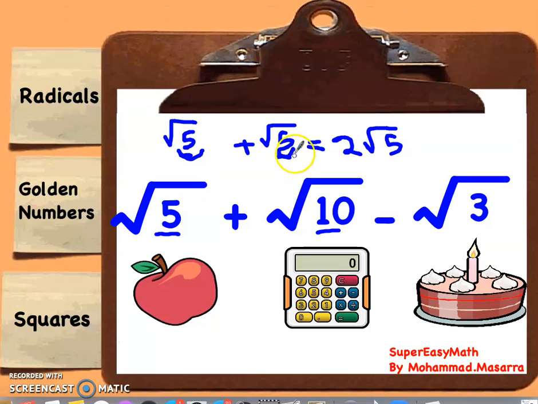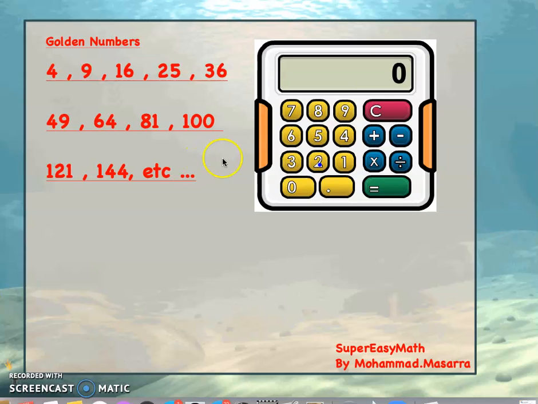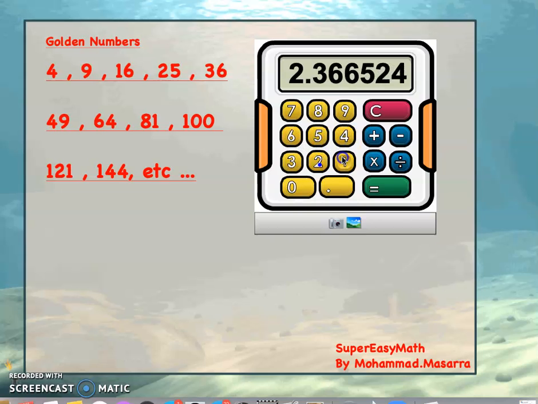Let's take some examples. Before we take an example, let us talk about these numbers. I prefer to call them golden numbers. What's special about these numbers is that their square root is equal to a natural number. For example, square root of 4 is equal to 2, square root of 9 is equal to 3, square root of 16 is equal to 4. However, the square root of 5, which is not a golden number, is equal to 2.36 whatever. So you'll get an infinite number.